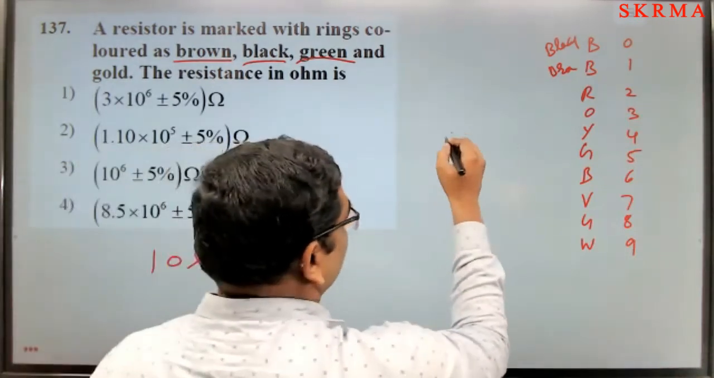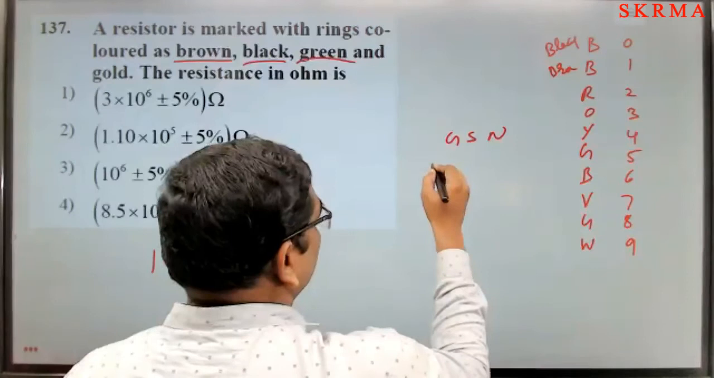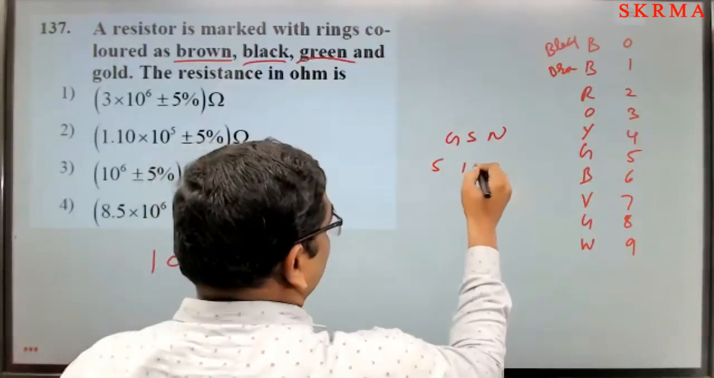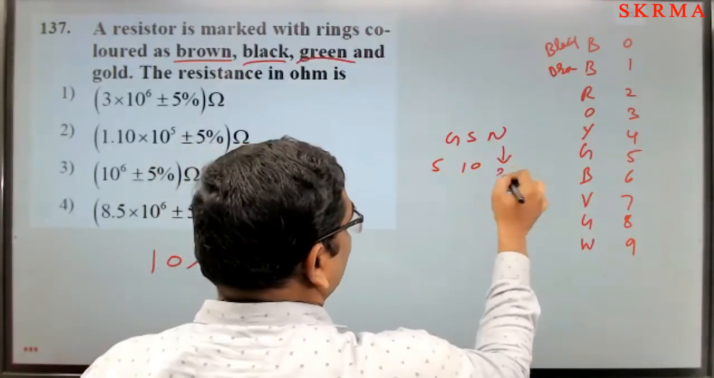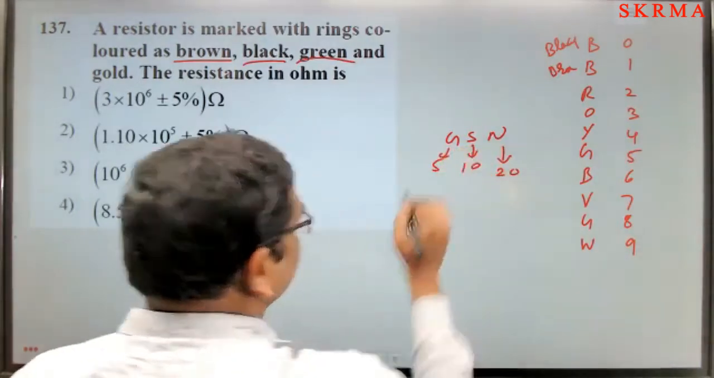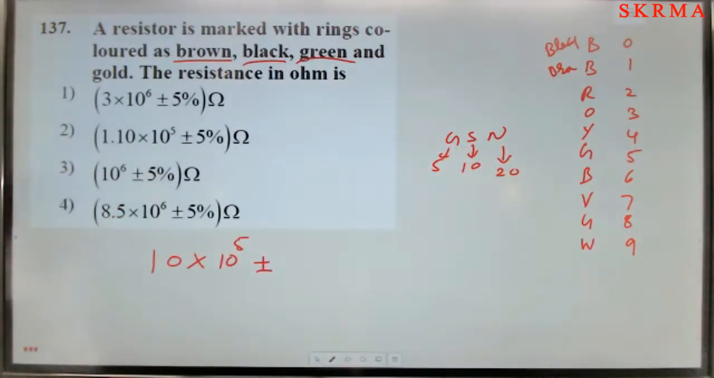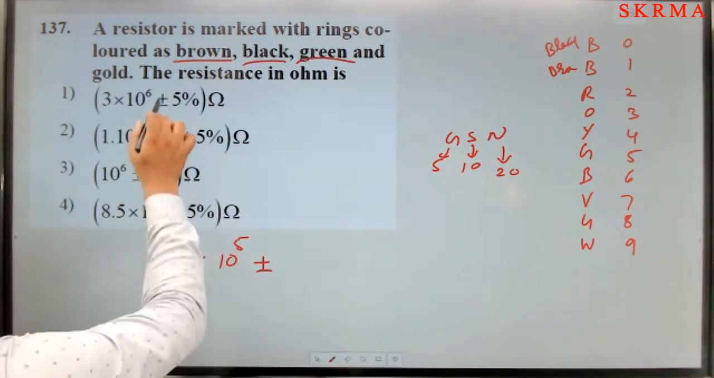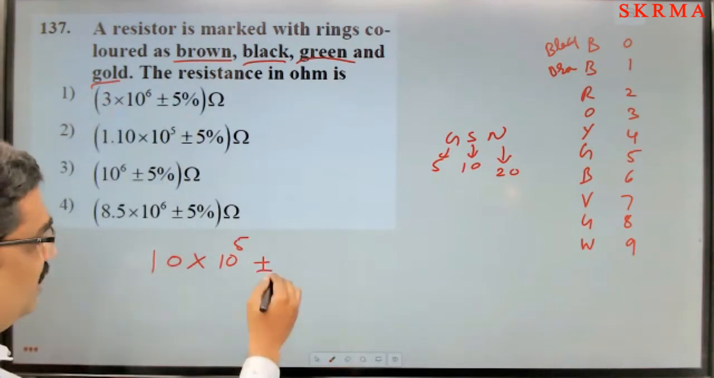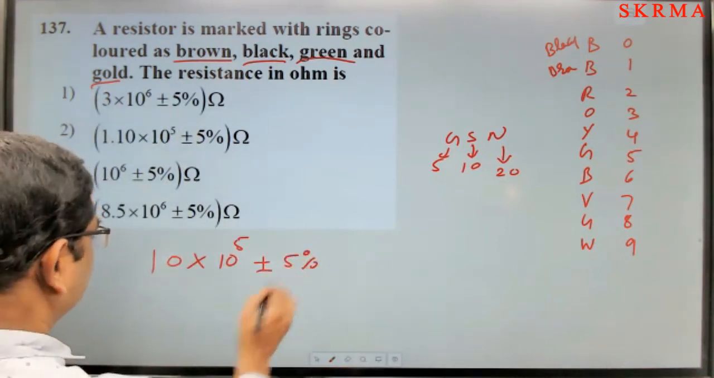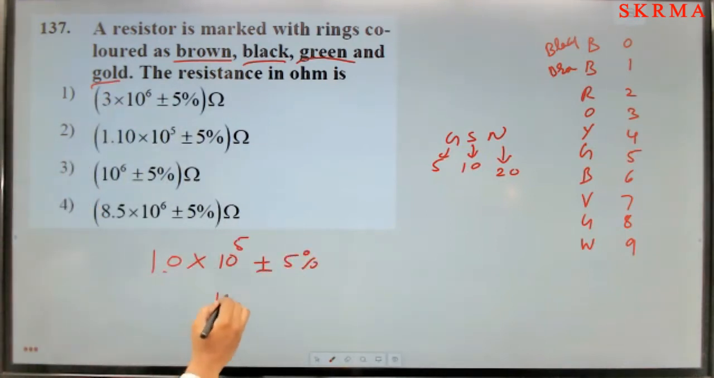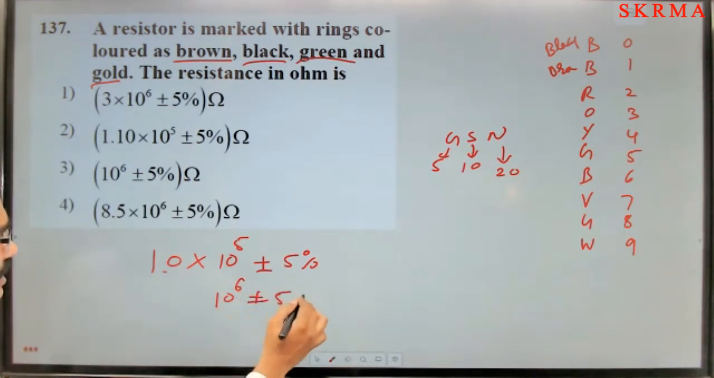Color coding GSN: gold 5%, silver 10%, no color 20%. This is a GSN. G means 5%, S means 10%, N means 20%. So here gold is 5%. So 10 into 10 power 5, that is 10 power 6, plus or minus 5%.